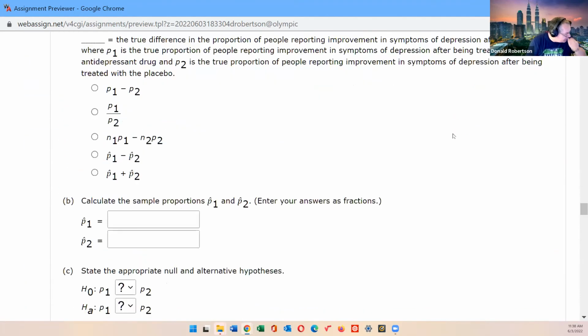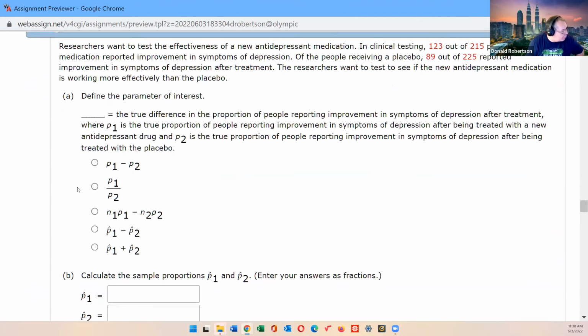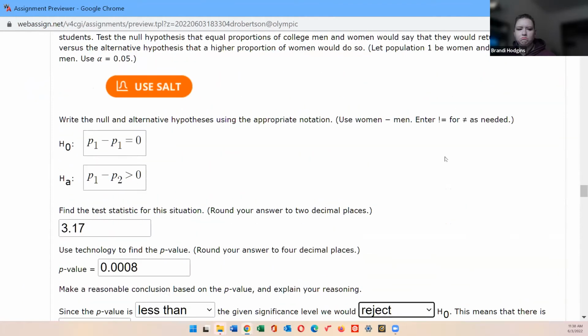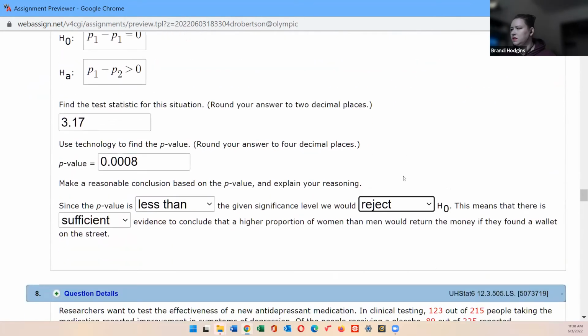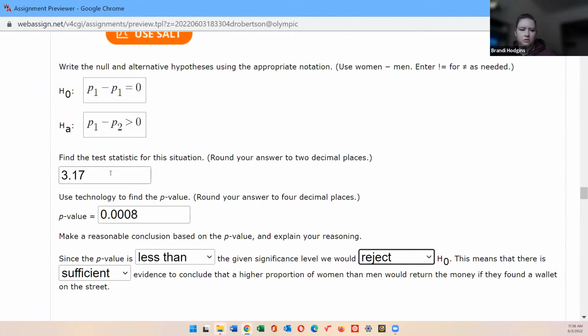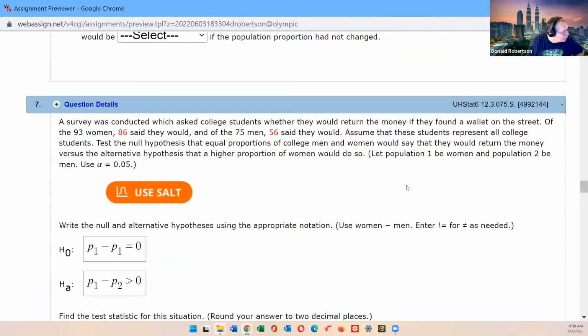Right, there's one up. Say that again, please. I hit the submit button and those answers said that they were wrong for HA, the test statistic, and the p-value. Both of these? Yeah, mine too.